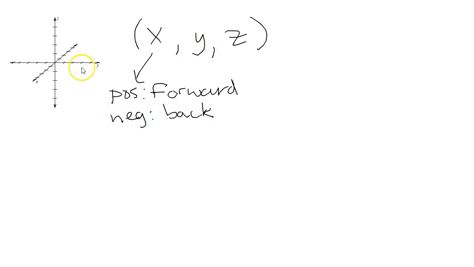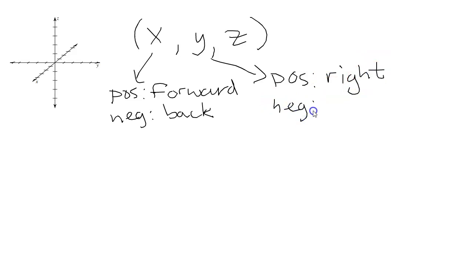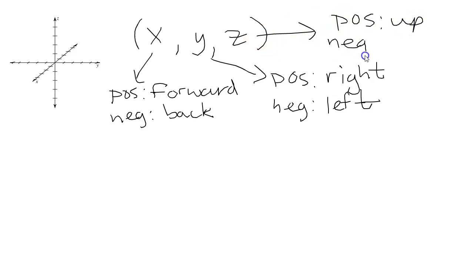For the y piece, now the y piece is our left and right. So positive will tell us to go to the right, and negative will tell us to go to the left. And then our z piece adds our new dimension. Now we'd go up in the air or down below the piece of paper. So positive will tell us to go up, and negative will tell us to go down. And it's always in this alphabetical order. It always goes x first, then y, then z.